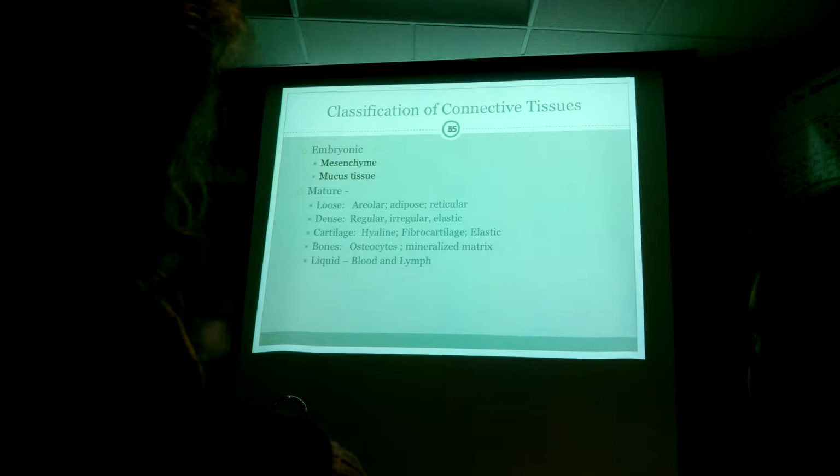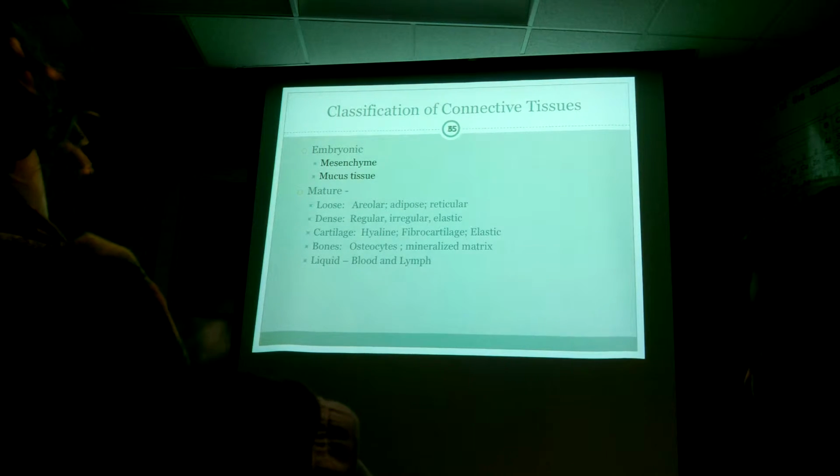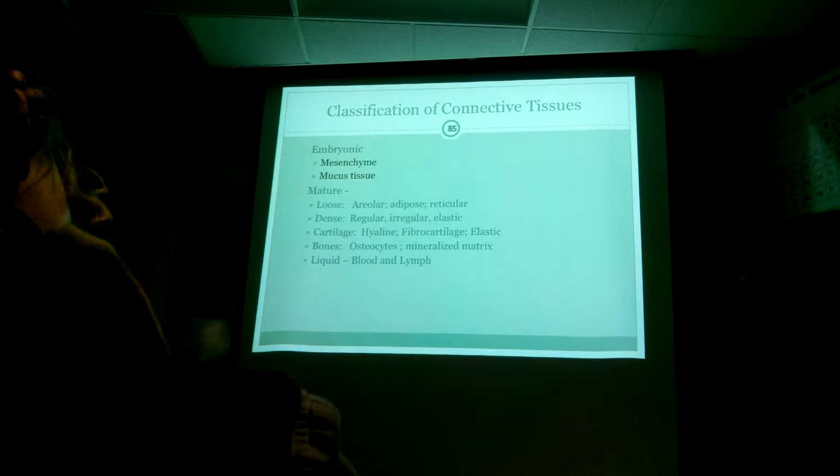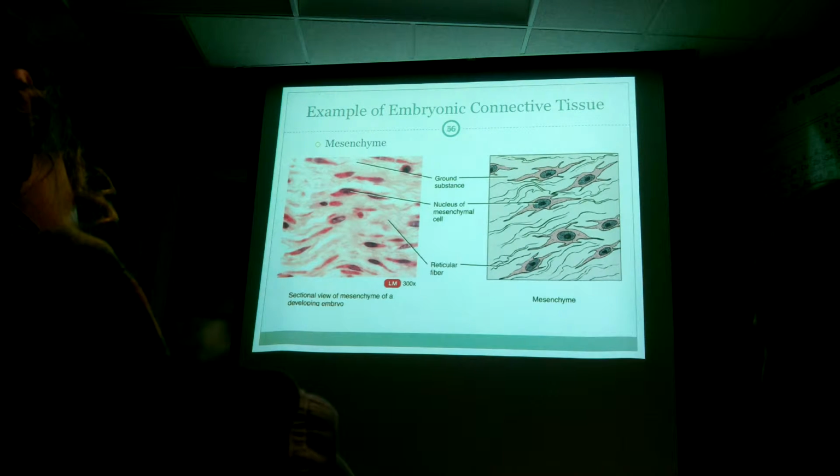What we're doing in this first couple of weeks of anatomy is giving you, at least I hope I'm giving you, some building blocks. And connective tissue is definitely a building block. Of course we talked about the embryonic mesenchyme and mucous tissue. A lot of our tissues are mesenchymal in origin. And then the mucous tissue, which we talked about, is only found in the umbilical cord.